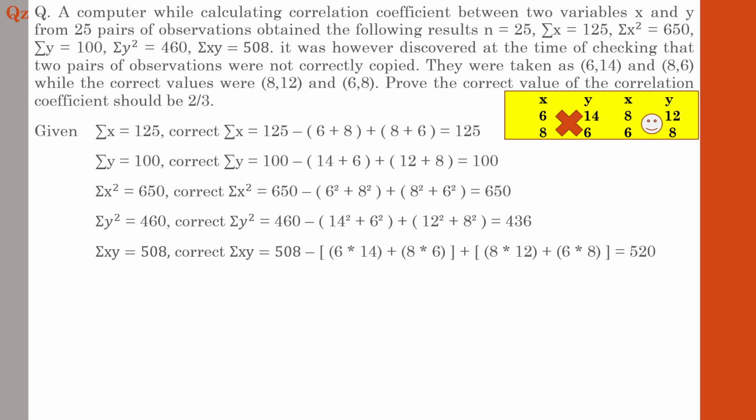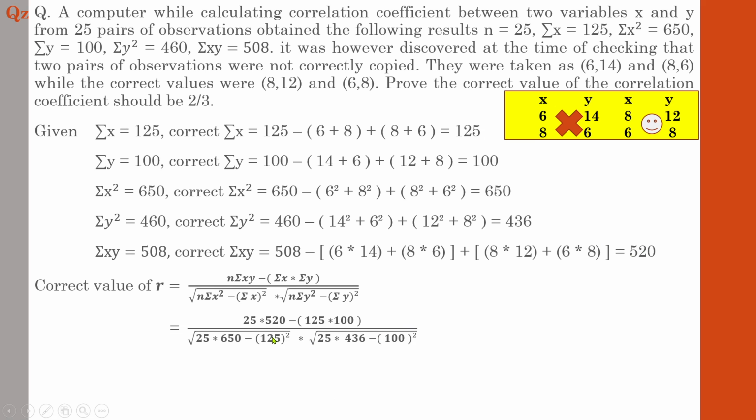So once you have found out all the correct values of each of the individual variables, just substitute these details in the same equation. The equation is: correct value of r is n sigma xy minus sigma x into sigma y, divided by root of n sigma x square minus sigma x the whole square, into root of n sigma y square minus sigma y the whole square. So once you make the necessary alterations in each individual value, then substitute the correct values which you have obtained on the basis of your computations. By substituting that, I hope you know how to make the necessary substitution in the equation. By using the basic mathematical operations, you will get the answer 0.67.